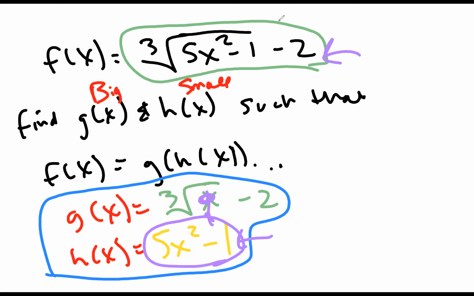So let me get rid of some of all these markings and let you see the whole thing. All right, so what do you think, guys? We look at this and we say, okay, what's the biggest thing that's happening? And I write that down as my g of x. And then I say, okay, well, that big thing that's happening, what is it happening to? And in this case, it's happening to the stuff under the radical, which happens to be 5x squared minus 1. Yeah, easy. All right, any questions on this one?